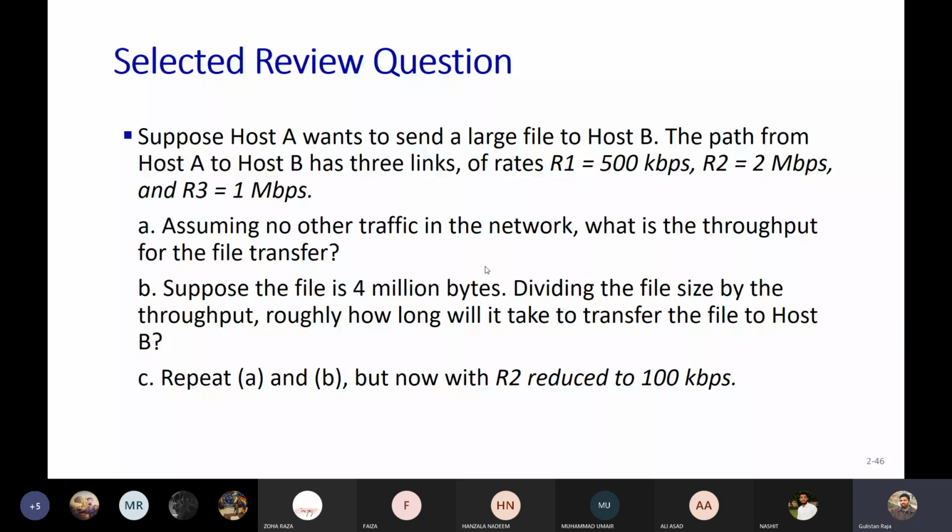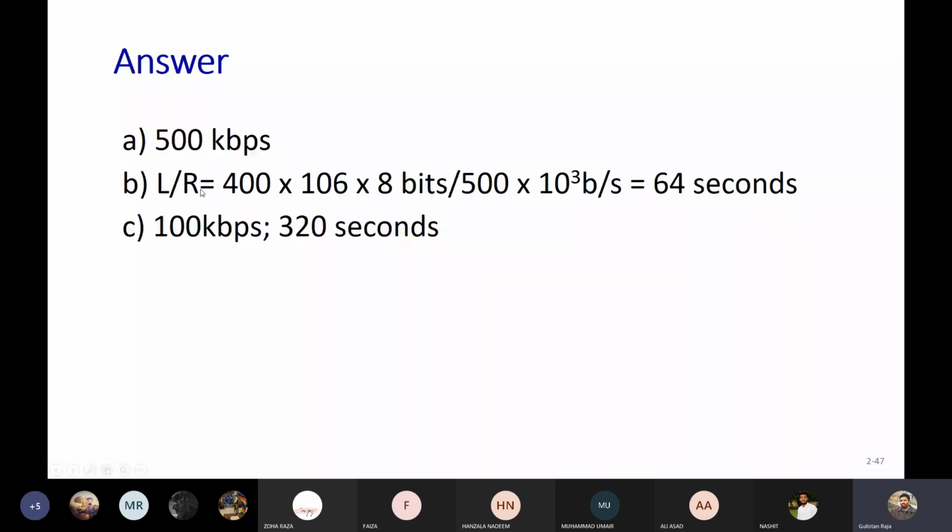So next I'll show you the answer. Suppose that file is 4 million bytes. Divide the file size by throughput. Roughly how long will it take to transfer to host B? L by R with 500 kbps: L is 4 into 10 power 6 bytes, into 8 bits, divided by 500 into 10 power 3 bits per second. So it will take around 64 seconds. The answer to the third part is given in the same way.